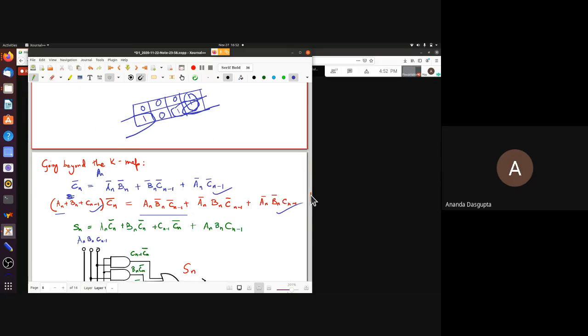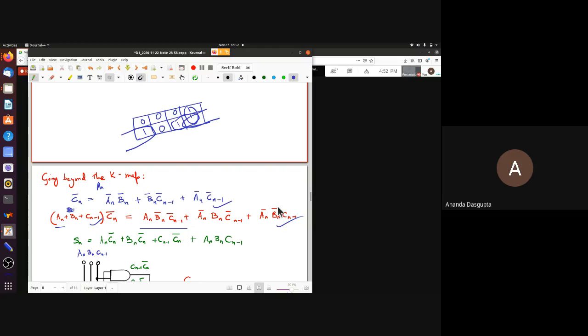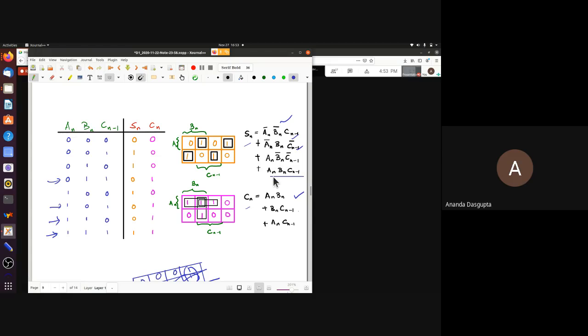So basically, because you're already producing Cn, if you're producing Cn bar, all you need is take Cn bar, AND it with an, bn, cn minus 1, the 3 inputs, and OR the whole thing together with the AND of the 3 inputs. That's actually much simpler than creating an Sn bar using this whole combination. That will take a lot more work.